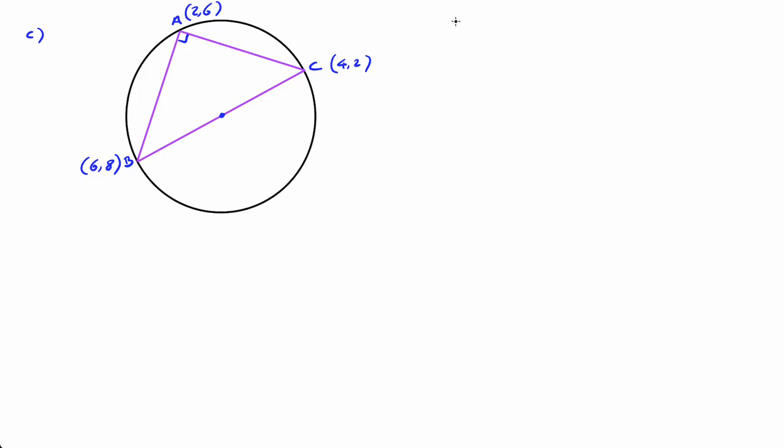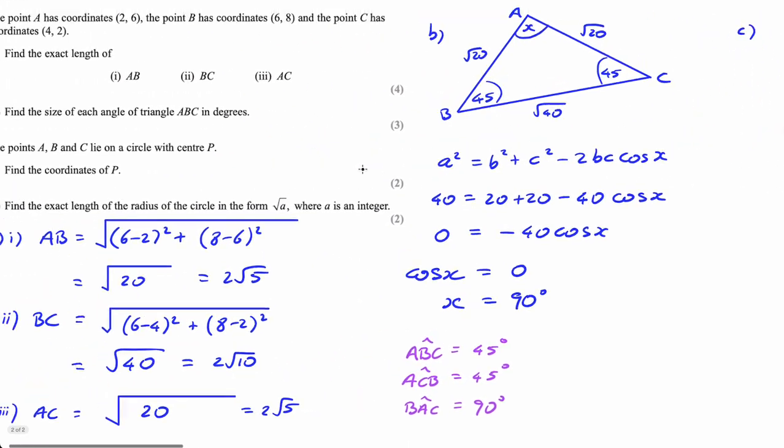So the midpoint is 6 plus 4 over 2, comma 2 plus 8 over 2, which is equal to 5, 5. So the center of the circle is 5, 5.